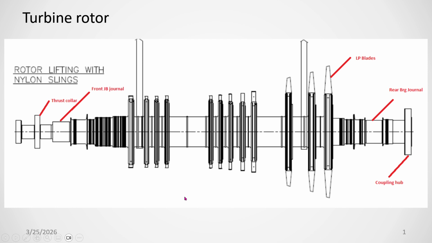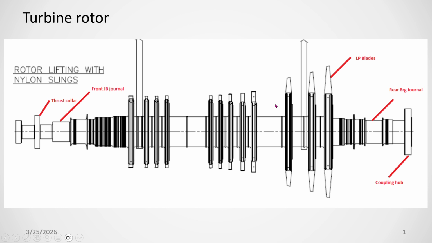Friends, today we are going to discuss the different parts of turbines. The picture on the screen is the rotor assembly of a turbine. This is the journal portion, the front journal bearing. This one is the rear journal bearing. These are the rotor blades.